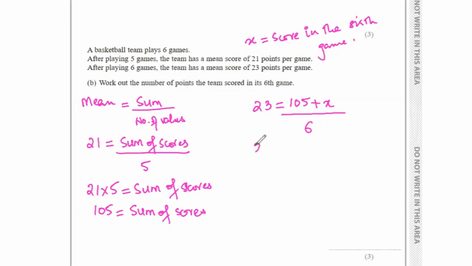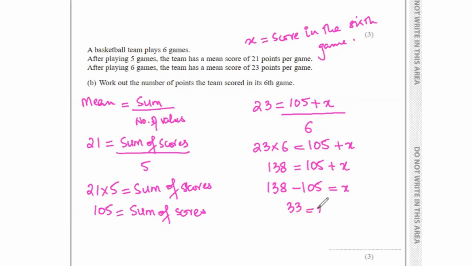So now we do 23 times 6 equals 105 plus x, which is 138 equals 105 plus x. We do 138 minus 105, which is equal to 33. So 33 is what they scored in the 6th game.